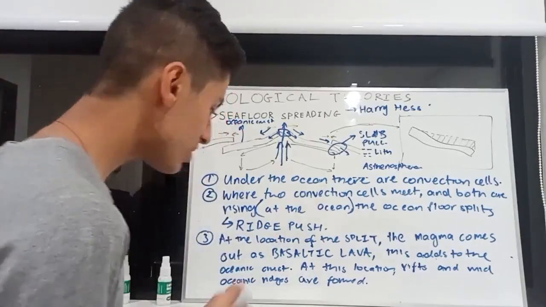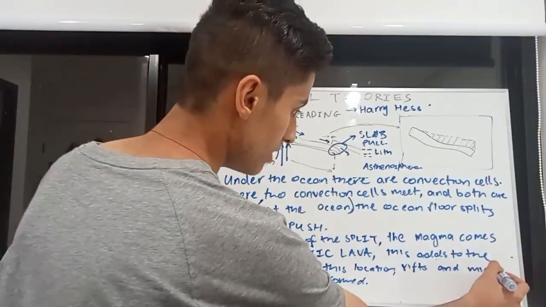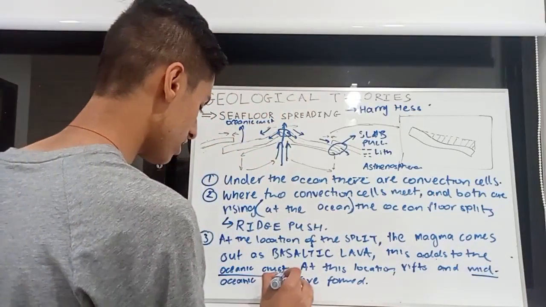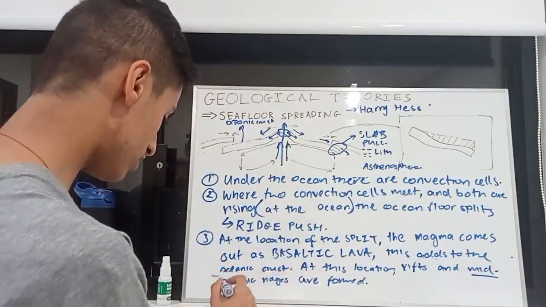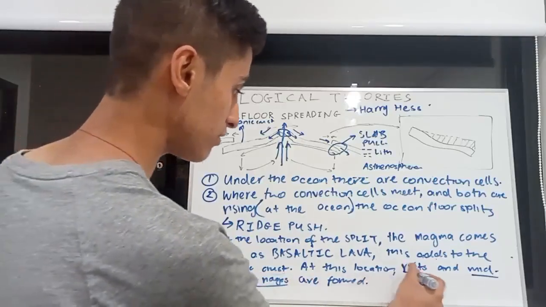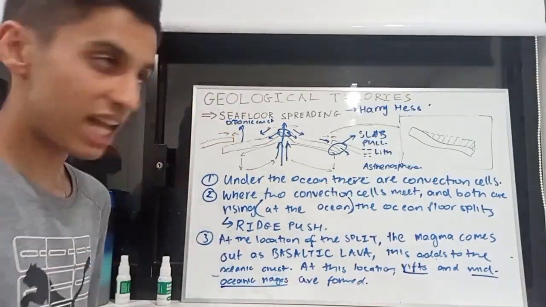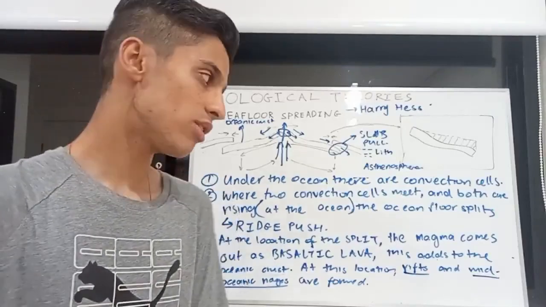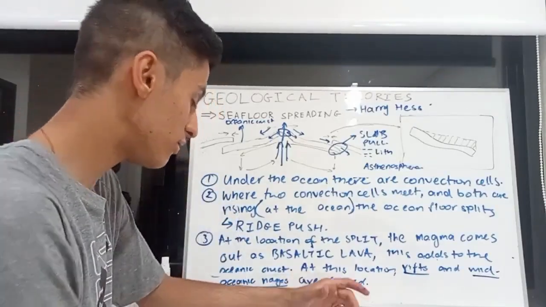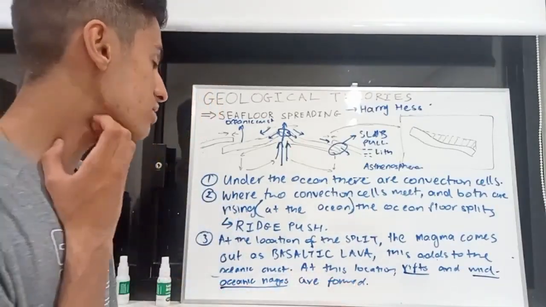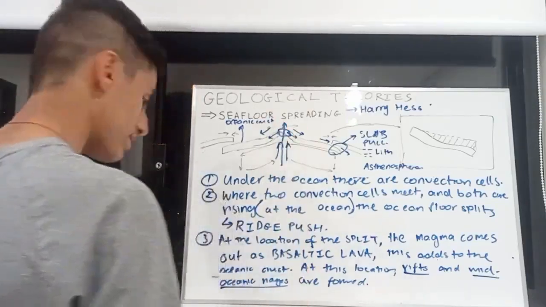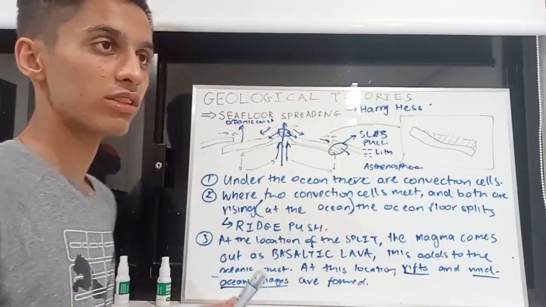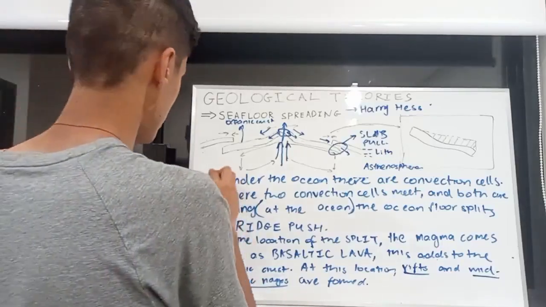Now, in this point, we talk about mid-oceanic ridges and rifts. These two landforms are formed. So what exactly are rifts and mid-oceanic ridges? If we come back to this diagram over here, it's quite messy, so I'll just quickly erase this.